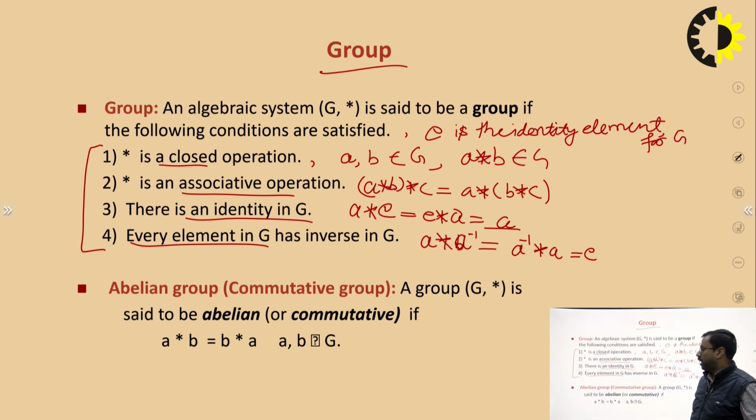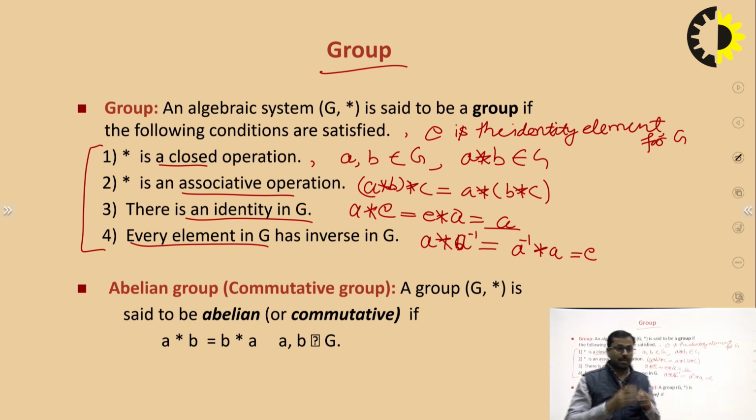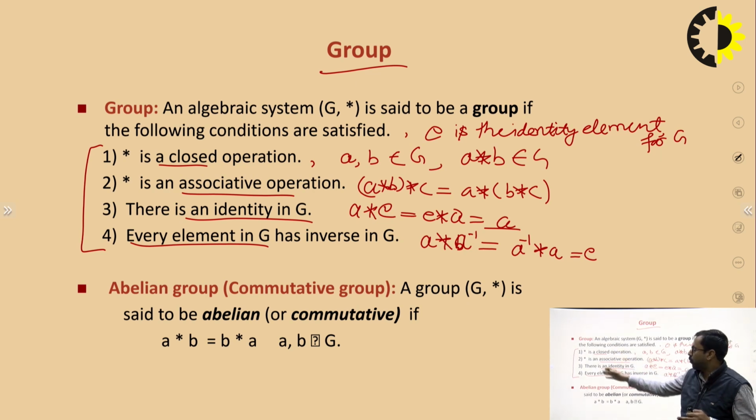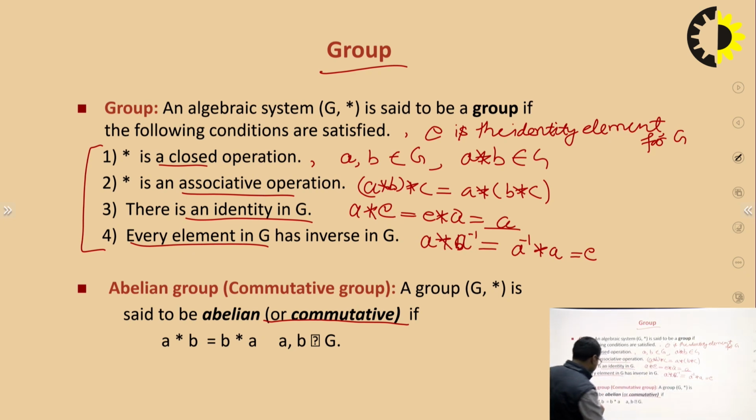The next one is the abelian group. An abelian group is also a group. It contains some extra features, that means it also follows the rules of the group. The four properties also apply in the abelian group, and one more property, the commutative property, is also mentioned in the abelian group. That means A star B equal to B star A, where A, B belong to G.